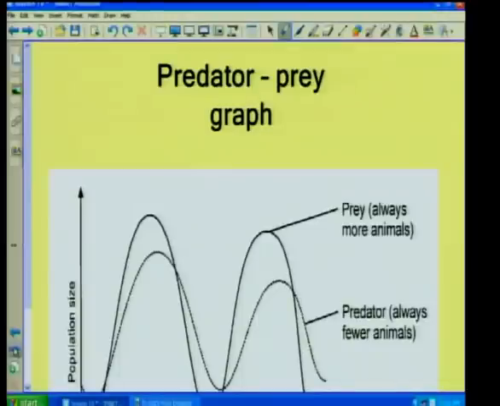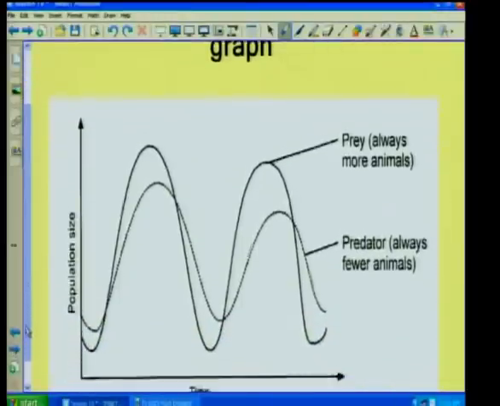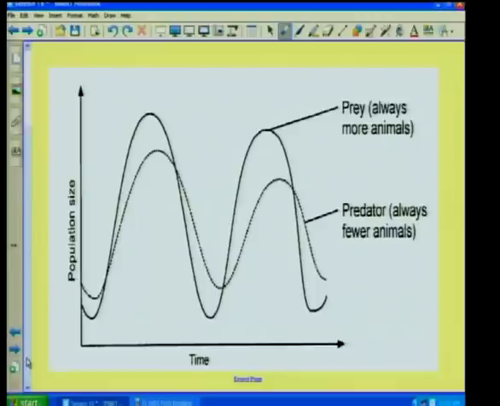Okay, here's a predator-prey graph. And you are going to get a question on predator prey in an exam. I will put money on it that you will get it. So here we go. This is your x-axis, and on the x-axis is time. On your y-axis, you're going to have the population size. So it'll be the population of whatever. It's the population size always.